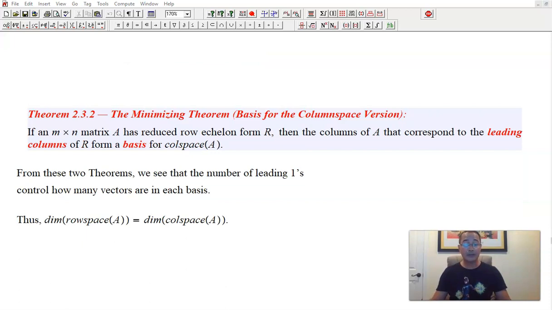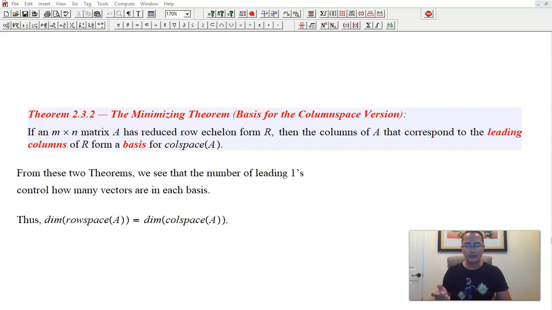Now, for the column space, we already know how to do this because we know the minimizing theorem. It says that if you look at the REF and you look at the columns containing the leading ones, then the columns of A corresponding to these columns form a basis for the column space.